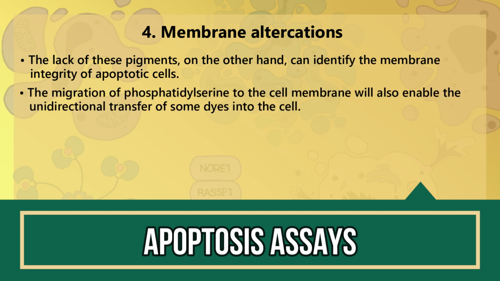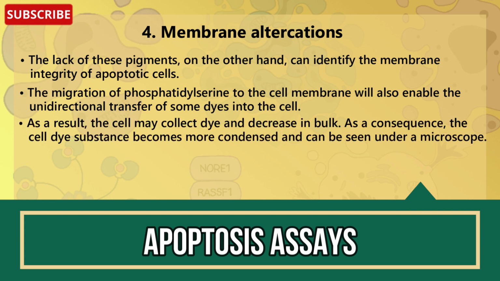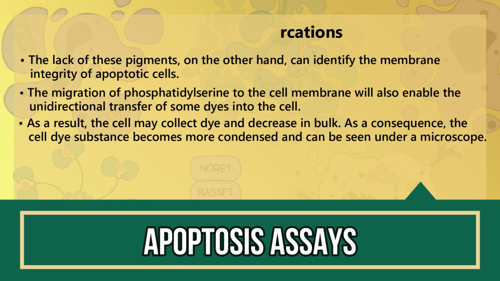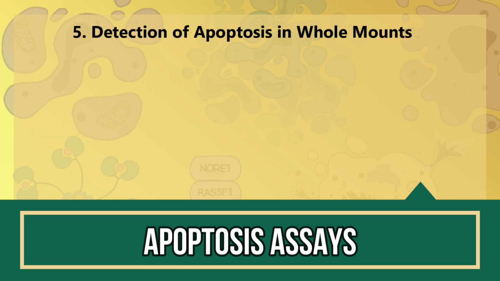The migration of phosphatidylserine to the cell membrane will also enable the unidirectional transfer of some dyes into the cell. As a result, the cell may collect dye and decrease in bulk. As a consequence, the cell dye substance becomes more condensed and can be seen under a microscope. Number 5. Detection of apoptosis in whole mount.